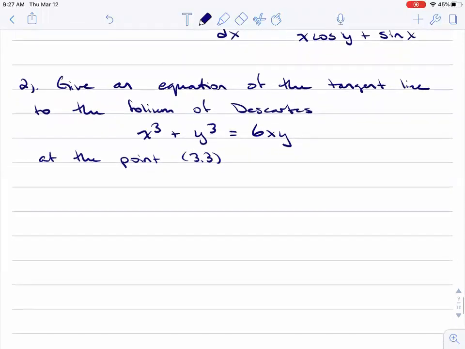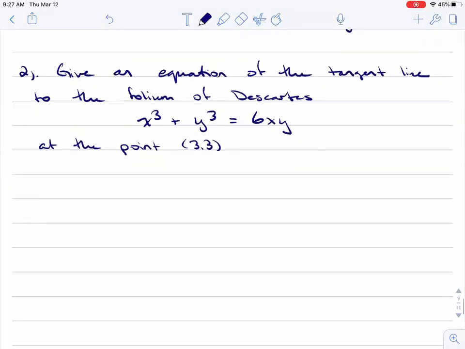So our x's and y's are all baked into the same. There's no way that I could kind of tease out a y here and get y on its own, or at least not easily. And so I'll just use implicit differentiation for this guy. And here it doesn't say use implicit differentiation, but you'll have to anyways.